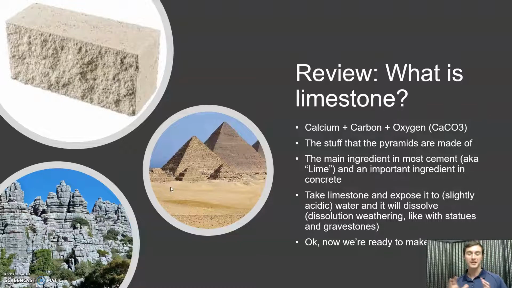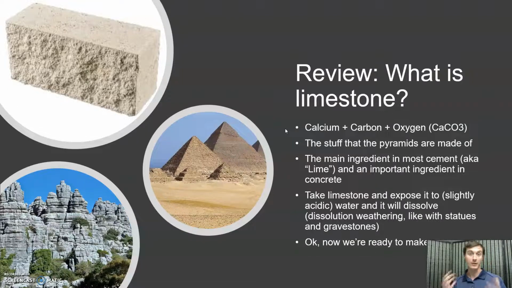Okay, but before we can talk about caves, we have to talk about limestone. So limestone looks like this. Naturally, it might be cut into blocks. It's one of the main ingredients of cement and of concrete. This is what the pyramids were built out of. Calcium, carbon, and oxygen all put together. And importantly, if you take something that is made out of limestone and you expose it to slightly acidic rainwater, it'll start to dissolve, right? The rainwater starts to eat away at the limestone.